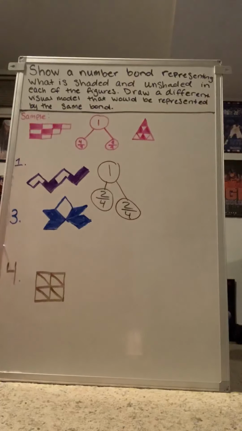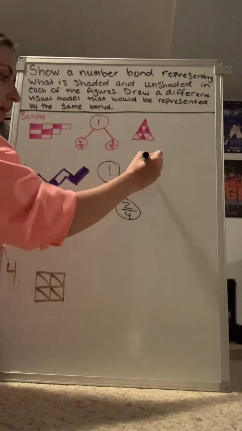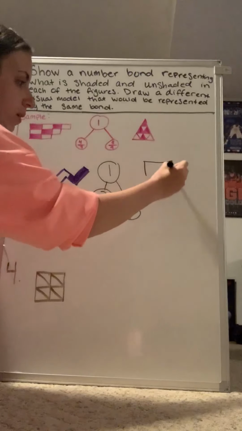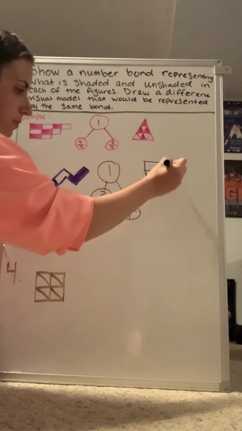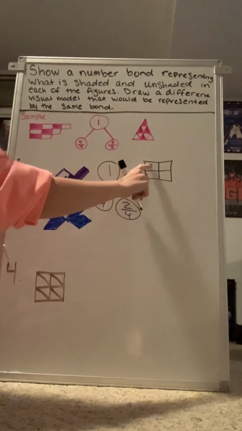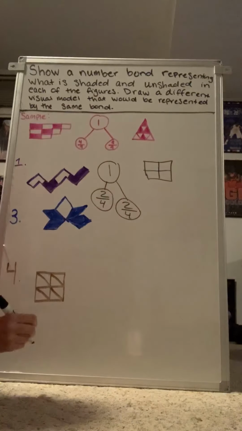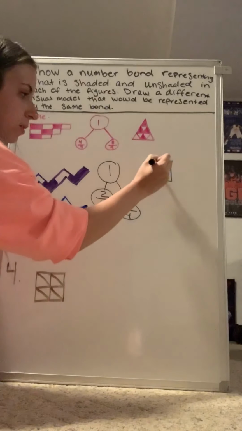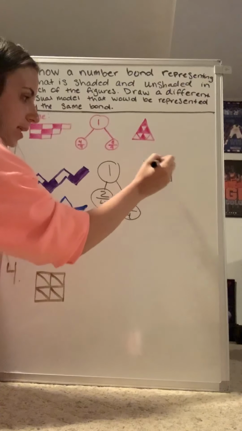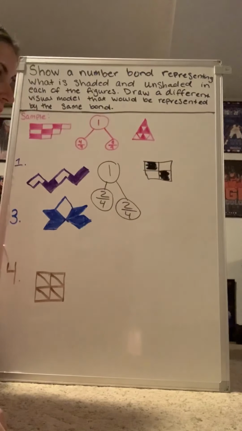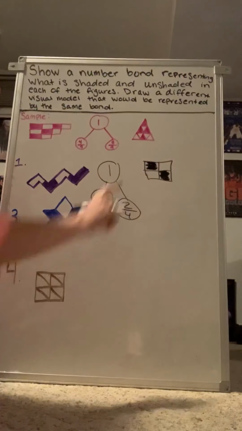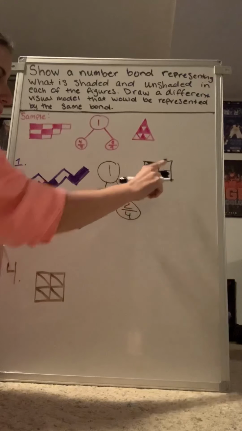Now I have to draw a different visual model. I'm going to draw a square because it's easy for me to do. Split it in half. Split it in fourths. Now I have my 4 parts. And now I need to shade 2 out of 4. And I need to leave 2 out of 4 unshaded. Perfect. I have 2 parts shaded, 2 parts unshaded.